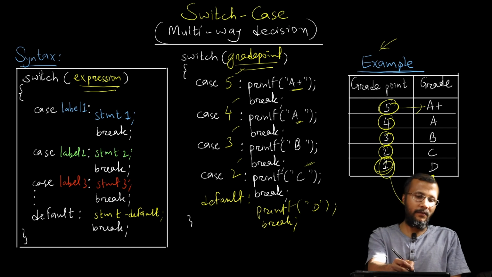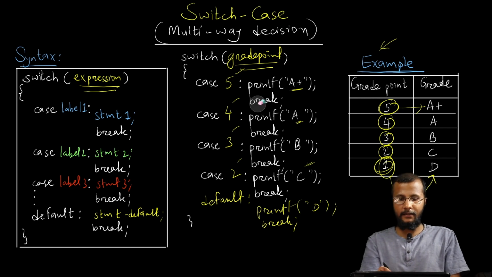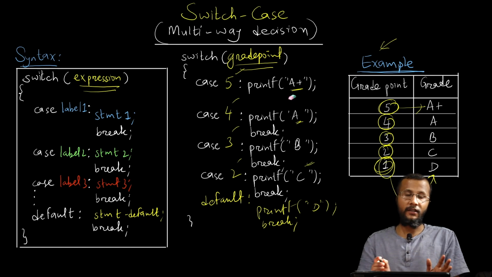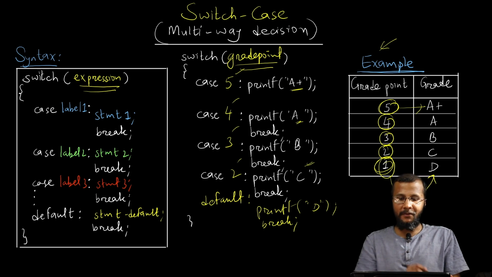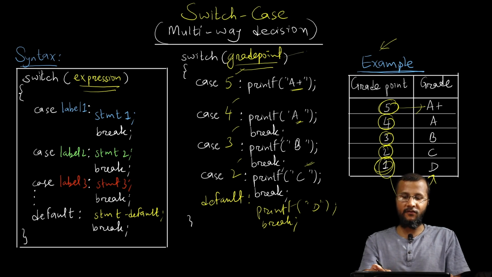Let's say I skip writing break here. Still the program will compile and run. But let's see how it works. What happens here is, if the grade point is 5, it will come to case 5. So it will print A+ as the output. A+ is displayed because 5 is matching here.